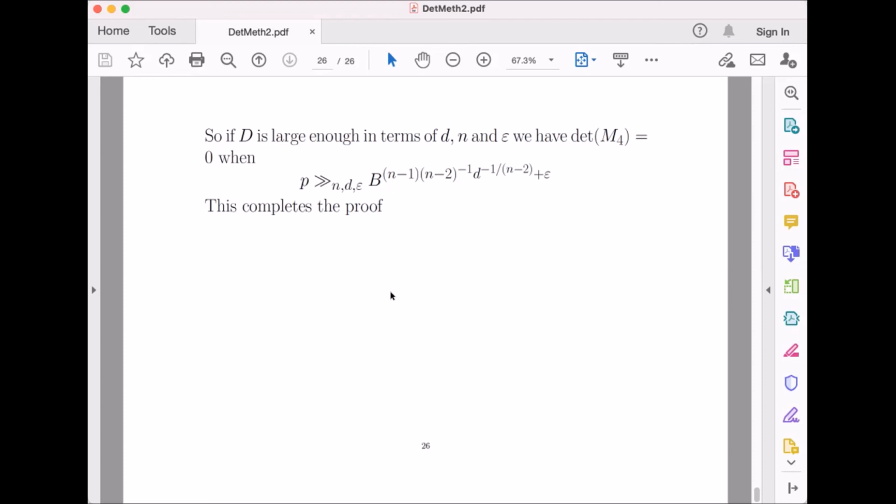Okay, so that's that. Next time we're going to look at alternative versions of the determinant method, and in particular, the approximate determinant method.